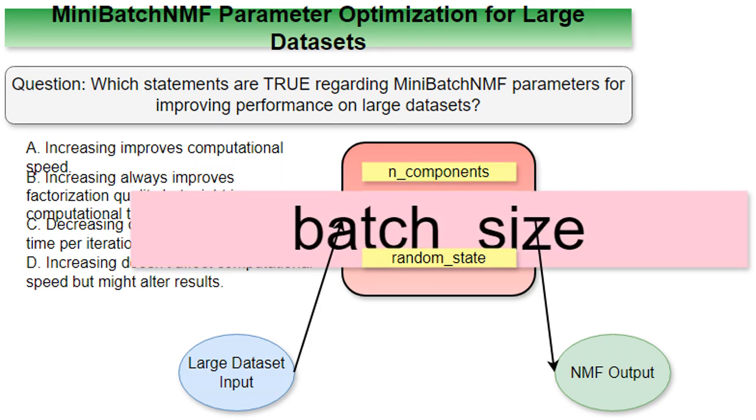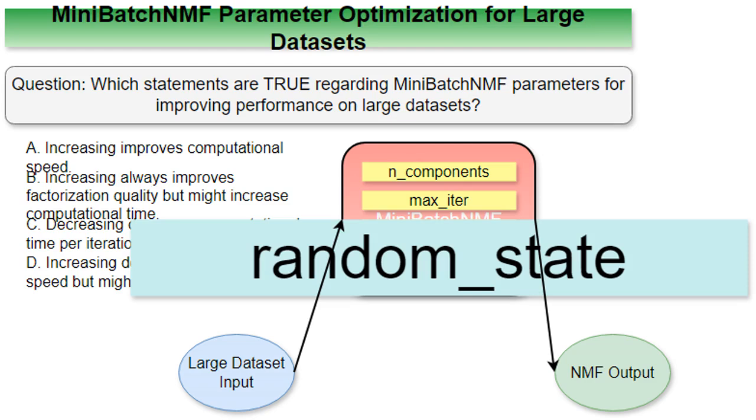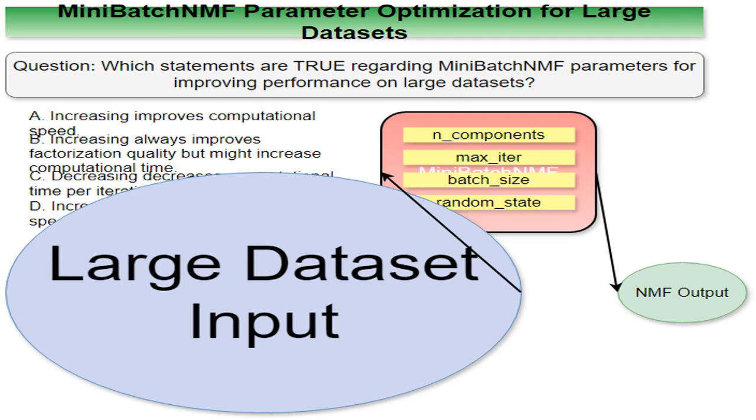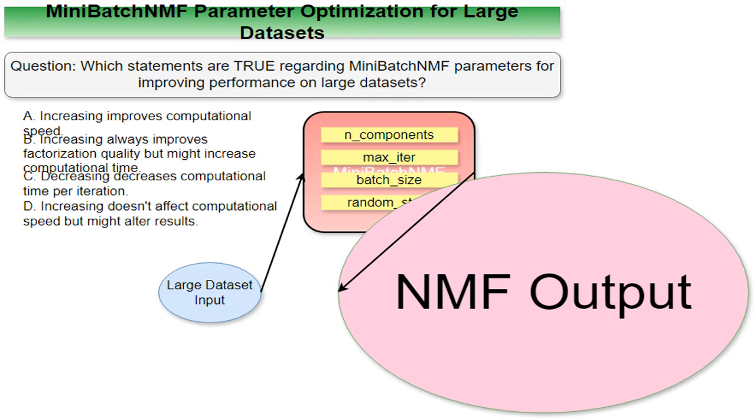This dictates how much data the algorithm works with at once during each iteration. This is a seed value used to initialize the random number generator. It affects the randomness in the algorithm. The same random state will give you the same results. This is referring to datasets too large to comfortably be processed in memory all at once, commonly encountered in machine learning scenarios. This is the result of applying the non-negative matrix factorization algorithm to your input data.